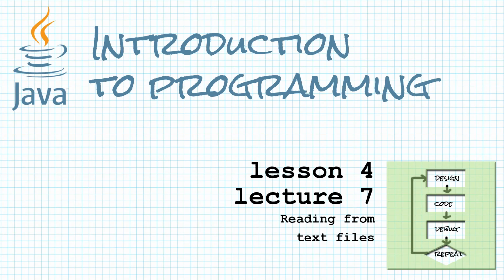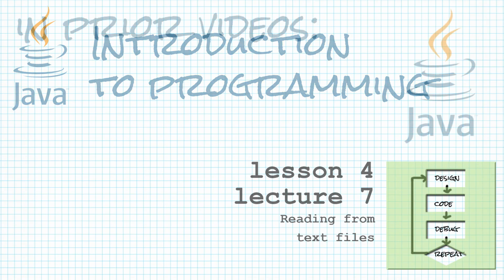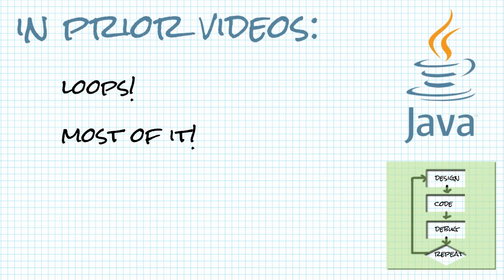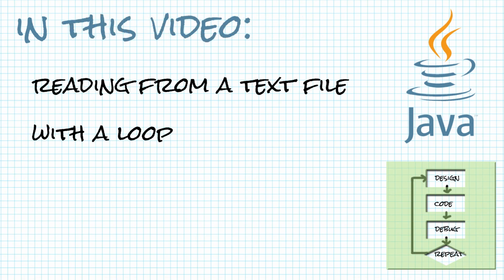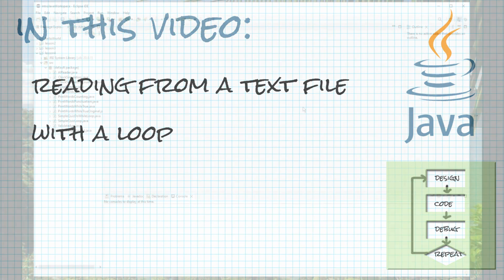This is the 24th video in the Introductory Programming in Java full course and the 7th video of Lesson 4, Looping Structures in Java. So far, we've covered loops in Java pretty thoroughly. What we're going to talk about in this video is how to read from a text file with a loop. Let's get right into it.